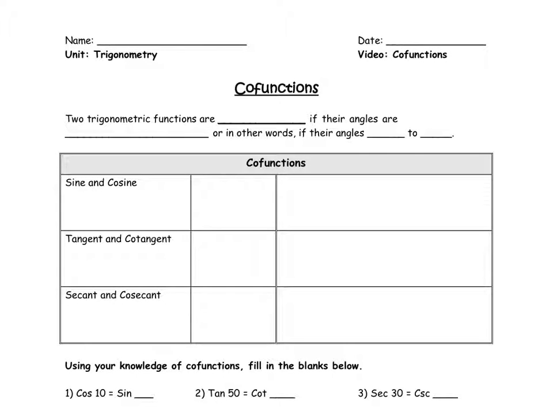Hi everyone, in today's lesson we're going to talk about trigonometric functions that are considered cofunctions. So I'd first like to start with a definition. Two trigonometric functions are considered cofunctions if their angles are complementary. So let's write that in. Two trigonometric functions are called cofunctions if their angles are complementary.